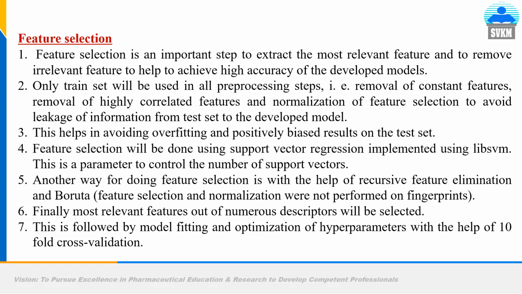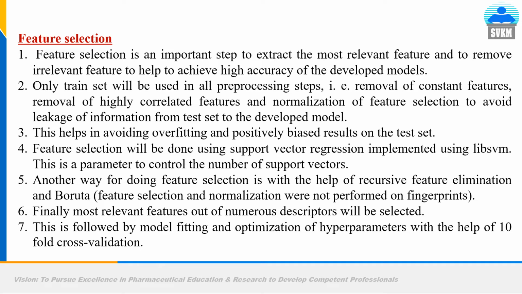Only the training set will be used in all the pre-processing steps, that is removal of constant features, removal of highly correlated features and normalization of feature selection, to avoid leakage of information from the test set to the developed model. You should not use training data while using testing data to test the machine learning model. Otherwise, you are diluting your machine learning model and it will be a victim of overfitting or underfitting based on the leakage. So this helps in avoiding overfitting and positively biased results on the test set.